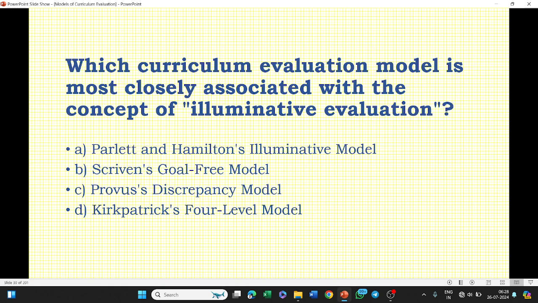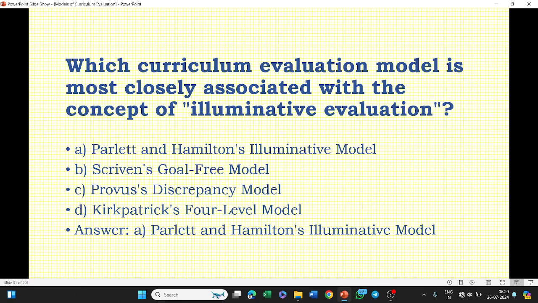Next, which curriculum evaluation model is most closely associated with the concept of illuminative evaluation? Options: Parlett and Hamilton's illuminative model, Scriven's goal-free model, Provus's discrepancy model, Kirkpatrick's four level model. Answer of this question is option A, that is Parlett and Hamilton's illuminative model.